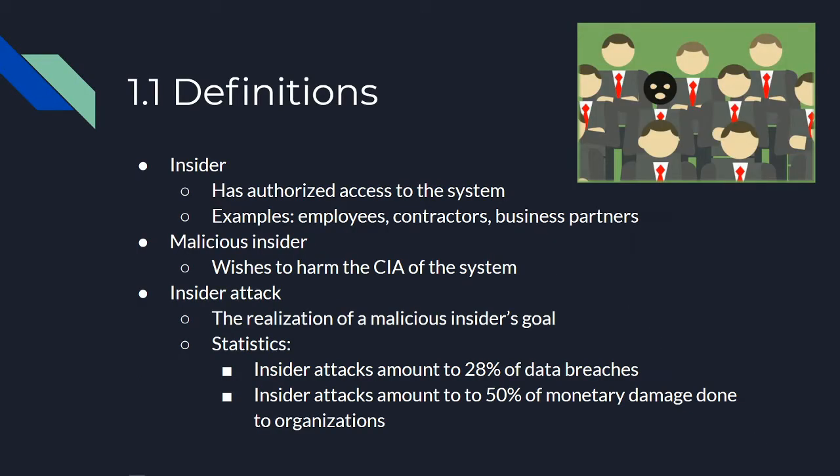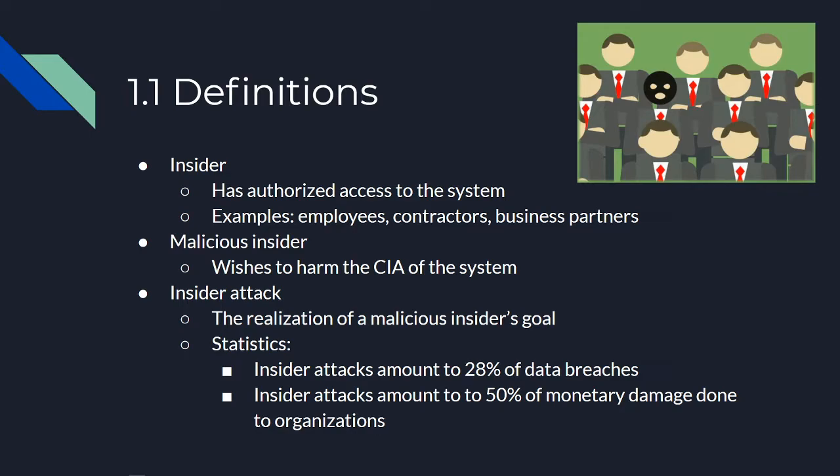All right, so to start, we should probably go through a couple definitions. So, first of all, an insider is someone who has authorized access to the system. Some examples of an insider could be employees, contractors, or business partners. And for employees, it could be both former or current employees. So then a malicious insider is somebody who wishes to use this authorized access maliciously to harm the confidentiality, integrity, or availability of the system.